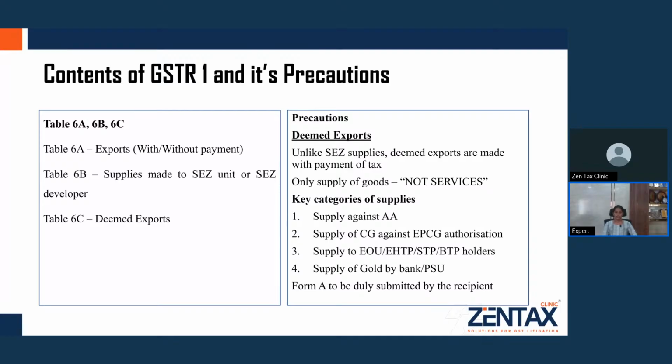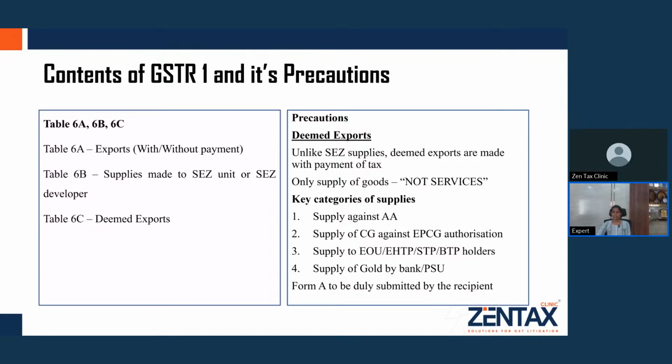What are all the supplies that will be treated as a deemed export? Only when the goods are supplied against the advance authorization certificate, or supply of capital goods to the EPCG license holder, or supply to an export oriented unit, or a supply of gold by PSU. Let's have a quick recap of what are all these supplies.